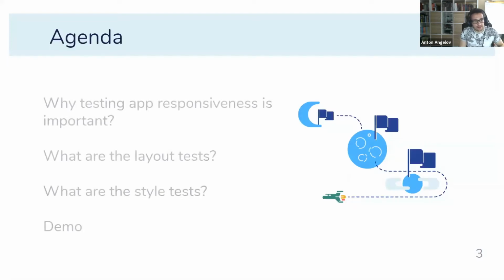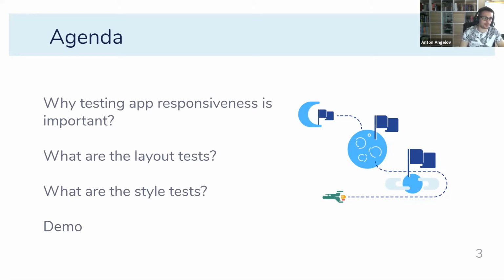So today we'll talk about a few things. First, why you need to test the responsiveness, not only about websites, but also desktop applications and mobile applications. We'll look into a few ways how you can do that. And we'll talk about these two types of tests called layout tests and style tests. And of course, a big part of the demonstration will be about looking into code and how you can basically do it yourself if you want.